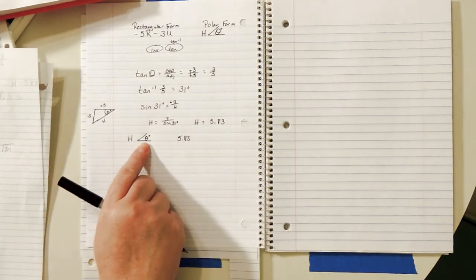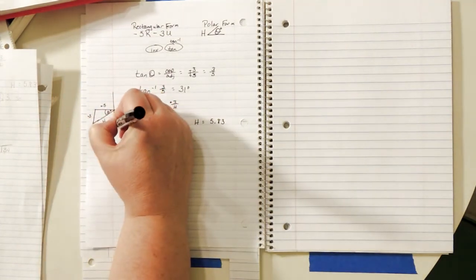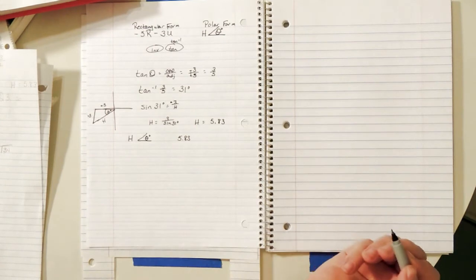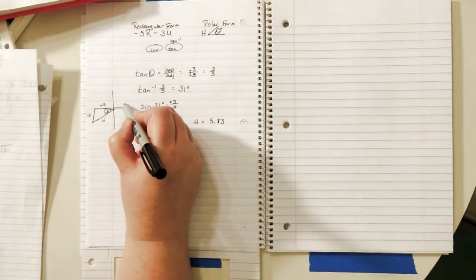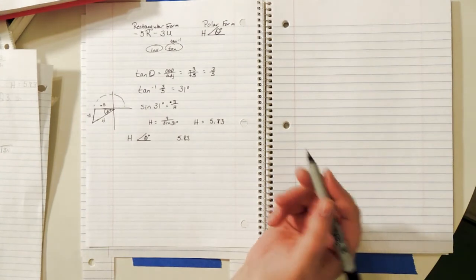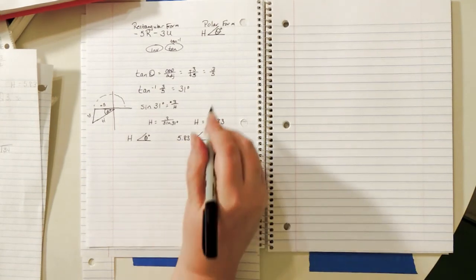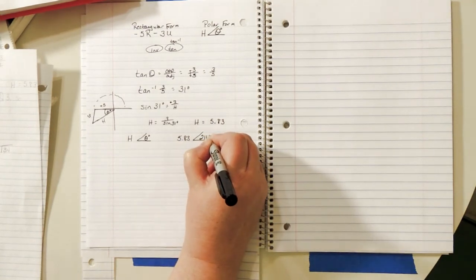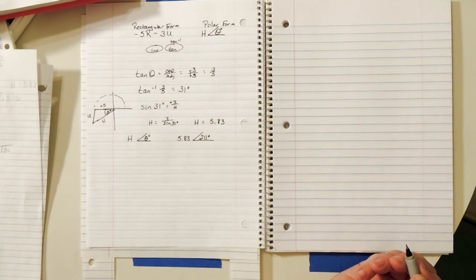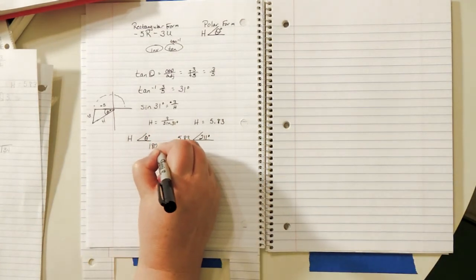Now we need to be careful with the theta, because we've been using this 31 degree angle, but remember this angle is actually in quadrant 3, right? So this is actually 180 degrees plus the 31. So the angle that this 5.83 is at is actually 211 degrees, because that's 180 plus 31.